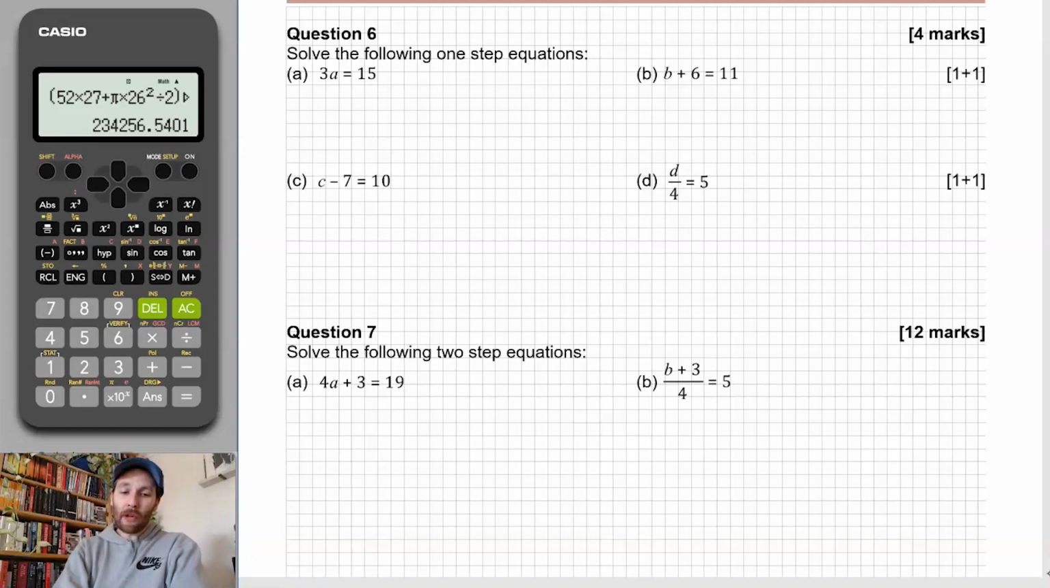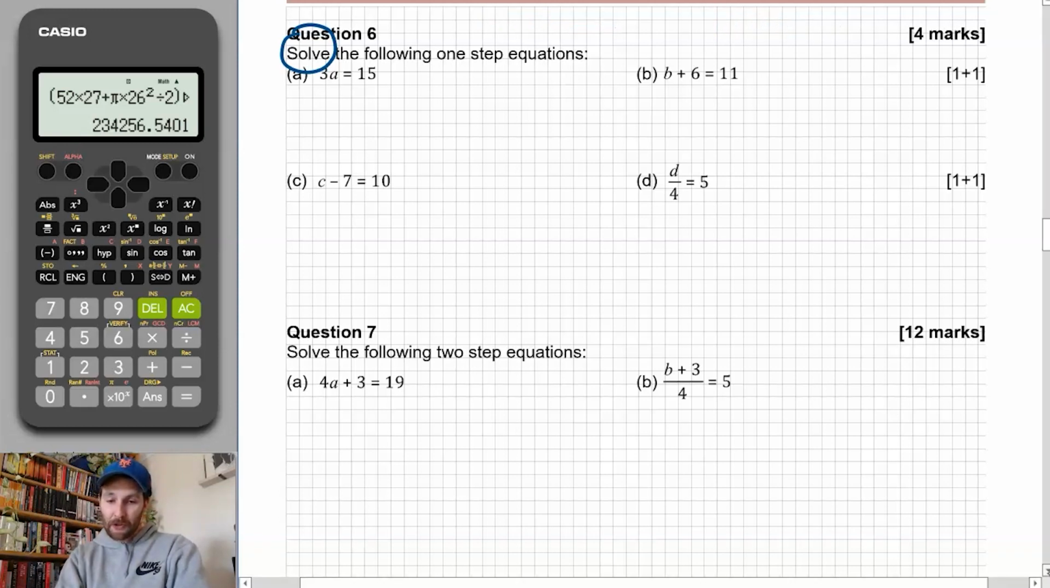Okay, now when you see that word solve in a question, it means that your answer needs to be A equals something or B equals something. Whatever variable you're solving for, you've got to find the value of whatever it is. So with the first question, it says solve the following one-step equations, and our first equation is 3a equals 15. So that means something multiplied by 3 is equal to 15. So if we divide that 15 by 3, we can get back to what the answer actually is, which is 5. And then if you want to double check it, just put your 5 back into the equation and think, well, does 3 times 5 equal 15?